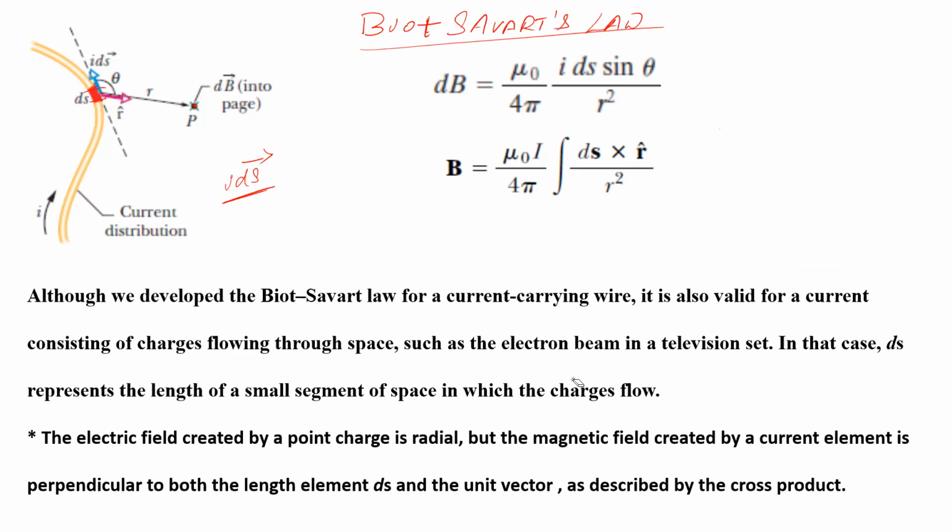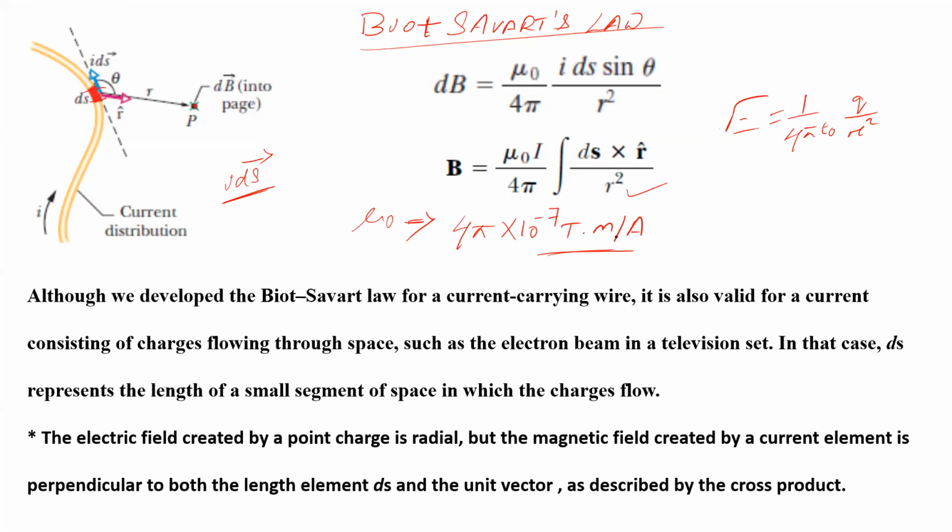So the electric field created by a point charge is radial. What is the basic difference between them? Electric field is equal to 1 by 4 pi epsilon 0, q divided by r square. Similarly for magnetic field, it is mu 0 I by 4 pi, ds cross r cap by r square, where mu 0 is 4 pi into 10 to the power minus 7 Tesla meter per ampere. Brajeshwar, what is the unit? Tesla meter divided by ampere.